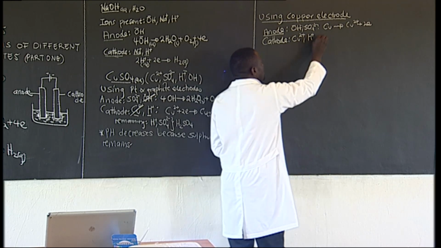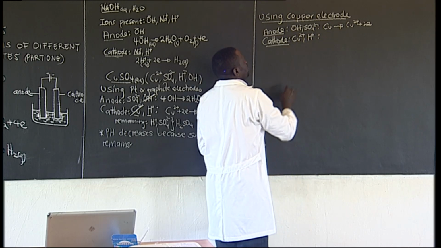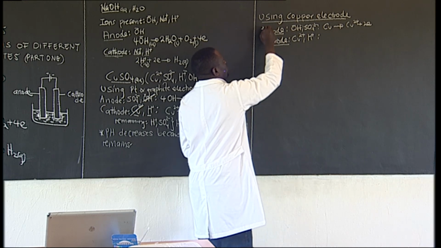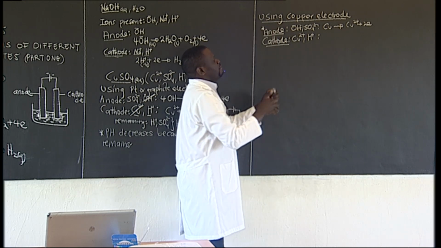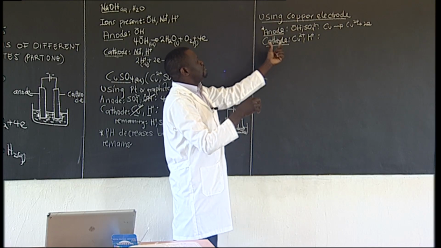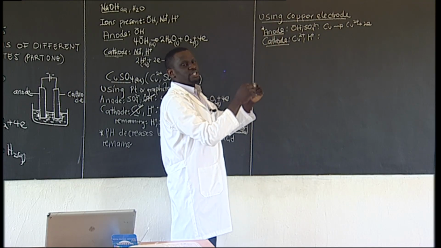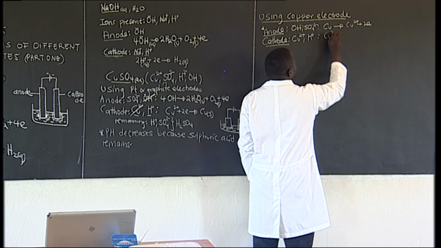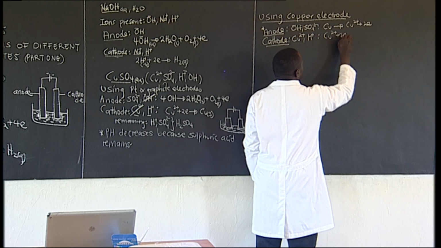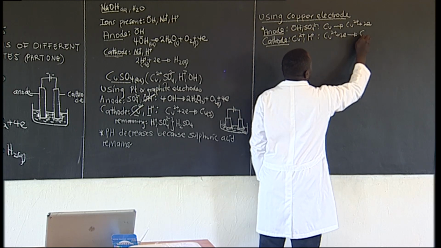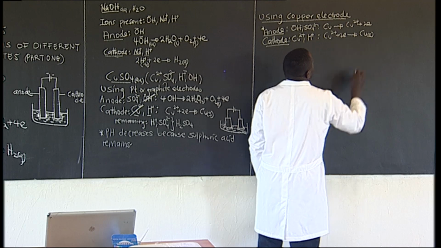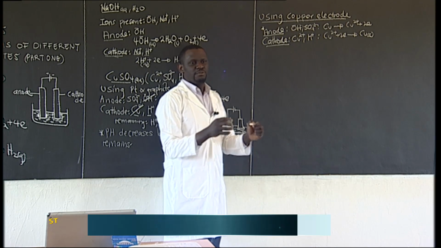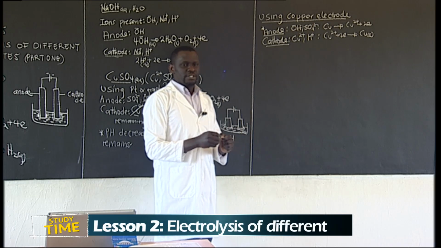Then the equation at the cathode remains because of the competition here. So here we have a factor. The factor of the electron is affecting the product at the anode. But this one, again, it's the normal competition. So we shall have copper being deposited at the cathode. So those are the differences in our electrolysis.